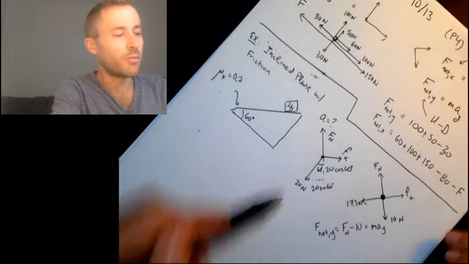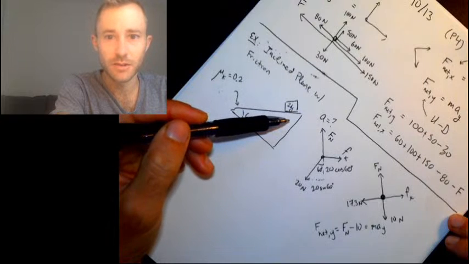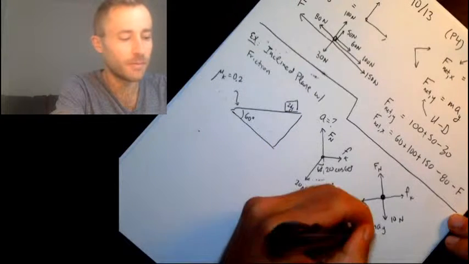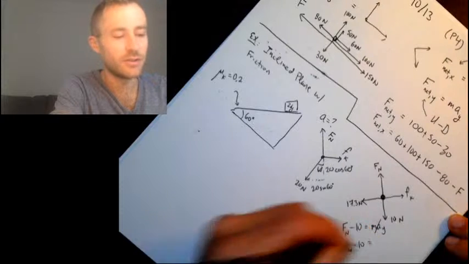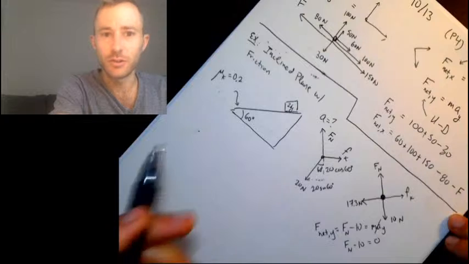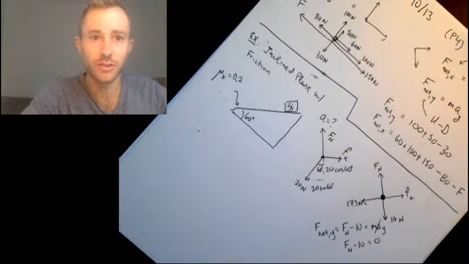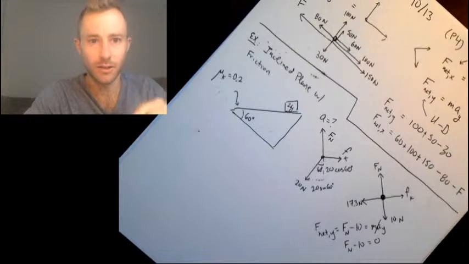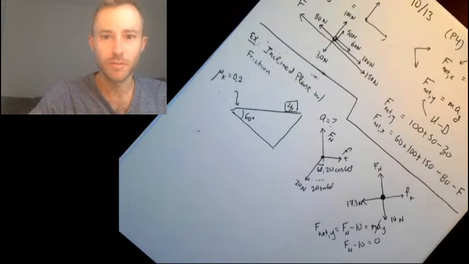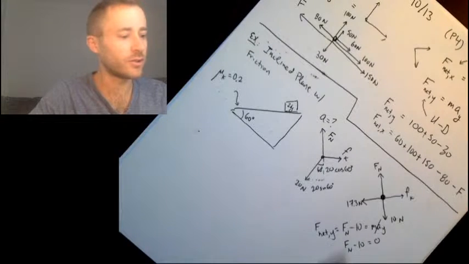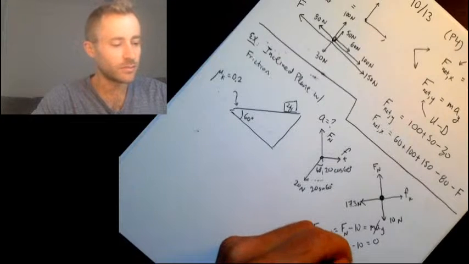Now here's the thing. The block isn't leaving the incline. It's not accelerating away from the incline. So the y acceleration is 0. So we have normal force minus 10 is equal to 0. This is an important point because usually one of the components of the acceleration is going to be 0 because it's not moving in that direction. So in this case, it's not moving in the y direction. So we conclude that the y acceleration is 0. That allows us to get the normal force, which is 10 newtons.